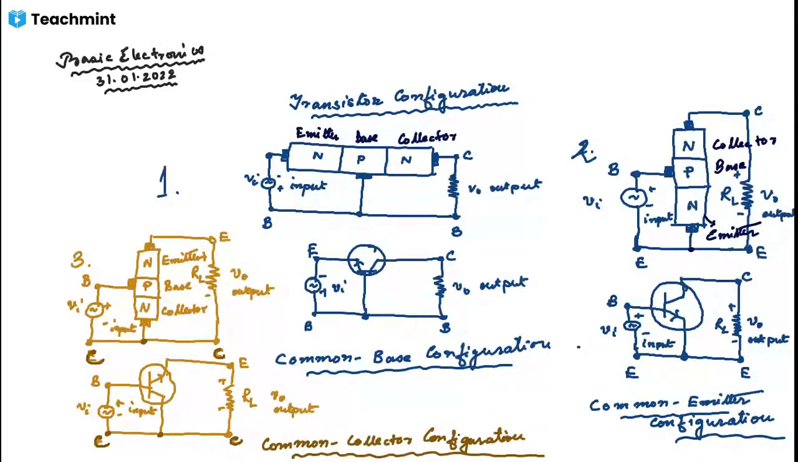The input is applied between the base and emitter, and the output is taken between collector and emitter. This configuration, common emitter, is mostly used. In common collector configuration, the collector is made common. The input is applied between the base and the collector, and the output is taken between emitter and collector. So that is for the different types of configurations.